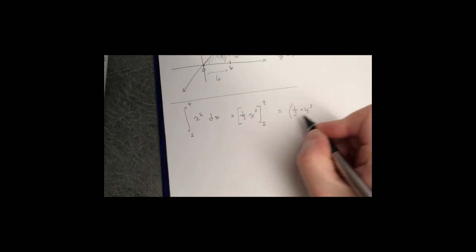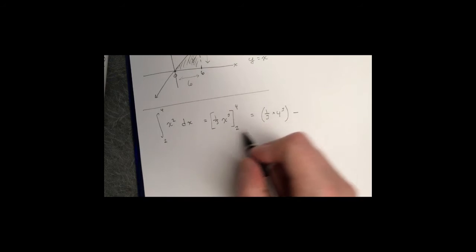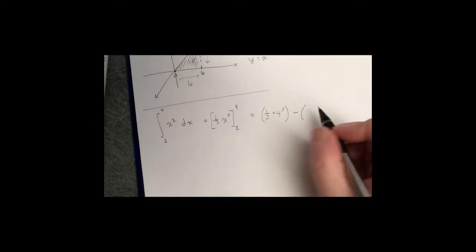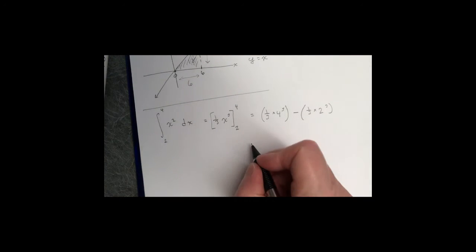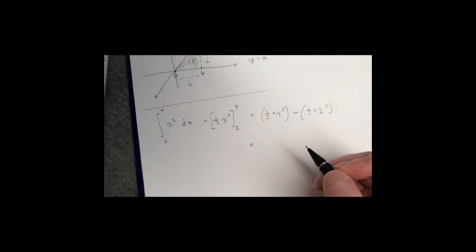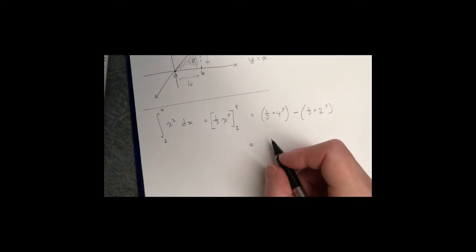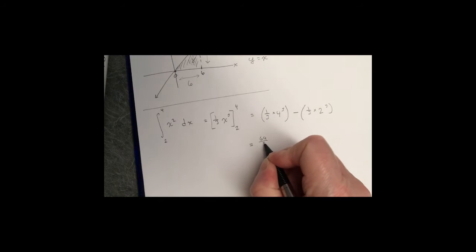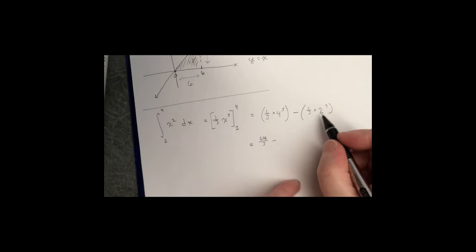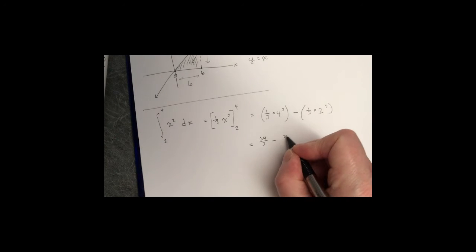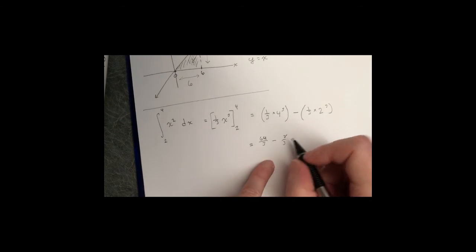You don't have to use square brackets. Sometimes I use square brackets because it seems nice to write at the time, but you can use round brackets if you prefer. Then you're going to subtract, stick a 2 in, so 1/3 times 2 cubed. And now you shake out the arithmetic. So 4 cubed, 4 times 4 is 16, times 4 is 64. I'll stay in fractions because thirds don't make nice decimals. So I've got 64 thirds. 2 cubed is 8. 64 thirds subtract 8 thirds, which is 56 thirds.